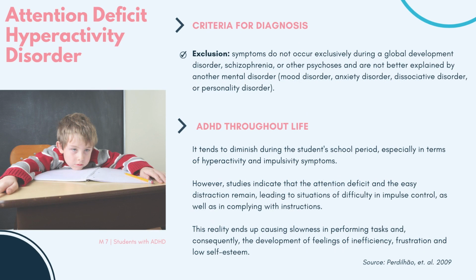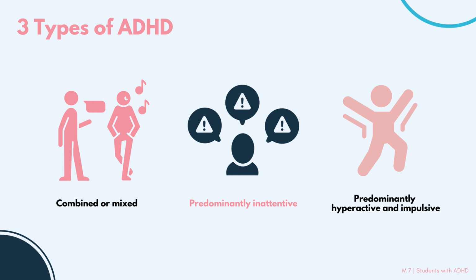The symptoms associated with this disorder tend to diminish during the student's school years, especially in terms of hyperactivity and impulsivity. However, studies indicate that the attention deficit and the easy distraction remain, leading to situations of difficulty in impulse control, as well as in complying with instructions. This reality ends up causing slowness in performing tasks and, consequently, the development of feelings of inefficiency, frustration, and low self-esteem. There are 3 types of ADHD, depending on the predominance of inattention and hyperactivity impulsivity symptoms.